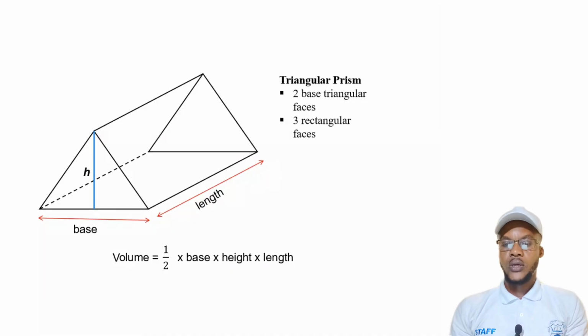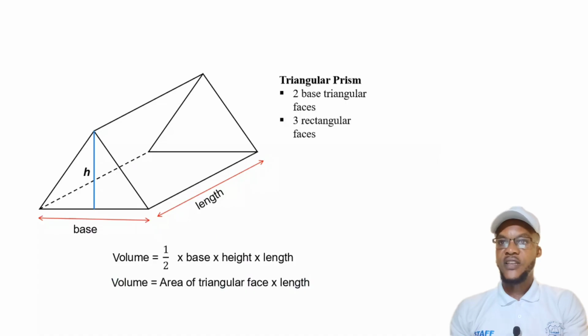So the volume is that, because the triangular part is the base, and the triangle has the height and the base, so finding the area is very easy. The volume of the triangular prism is given by the area of the triangular face times the length of the lateral faces. We know that the lateral face is a rectangle. So when we give you a question to find the volume, you should be able to tell.